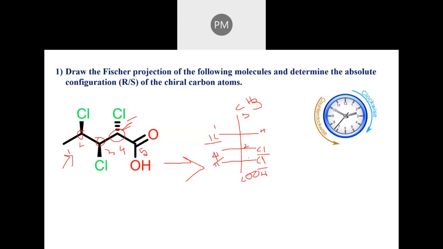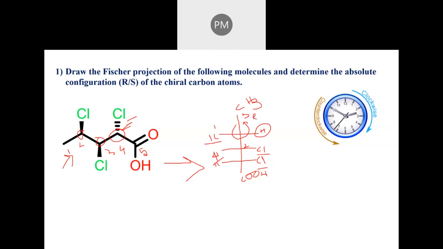So what is the configuration of this molecule? 1, 2, 3. The direction of rotation is clockwise or anti-clockwise. This direction is anti-clockwise, and our fourth priority is horizontal. So what will be the configuration? The configuration should be R.